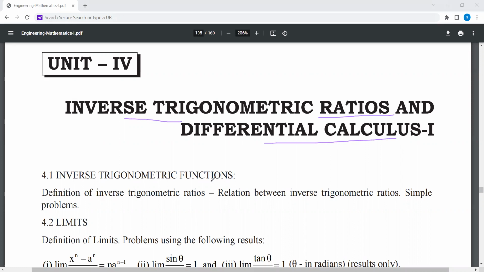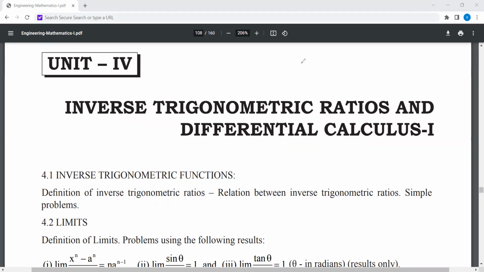4.1 Inverse Trigonometric Functions. What do you mean by inverse trigonometric functions? Definition of inverse trigonometric ratios. Relation between inverse trigonometric ratios. Simple problems.